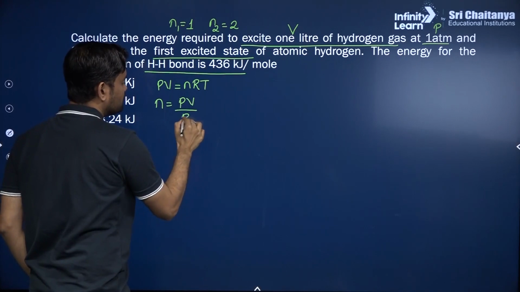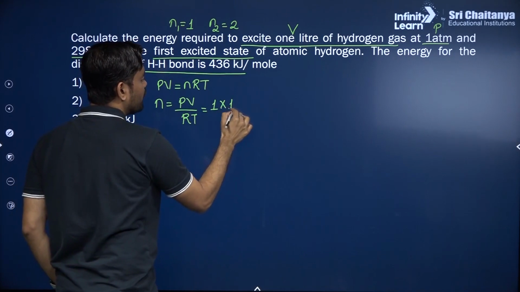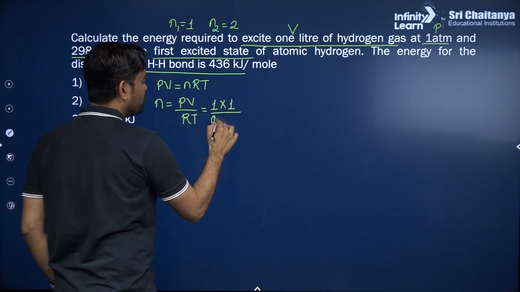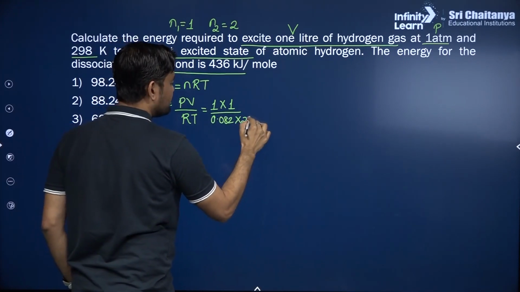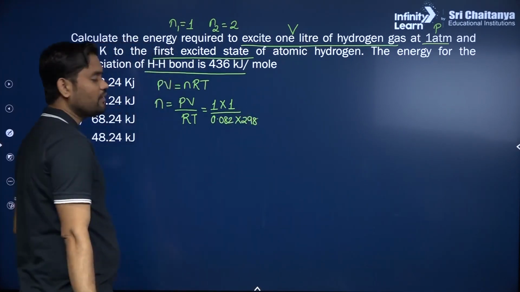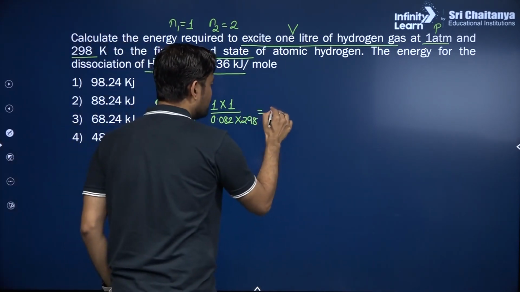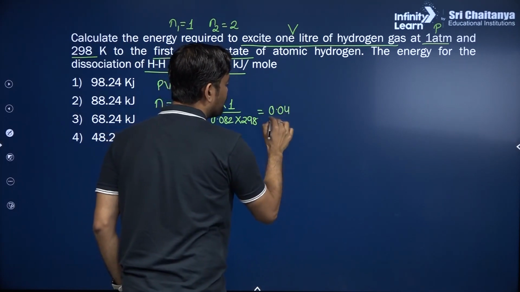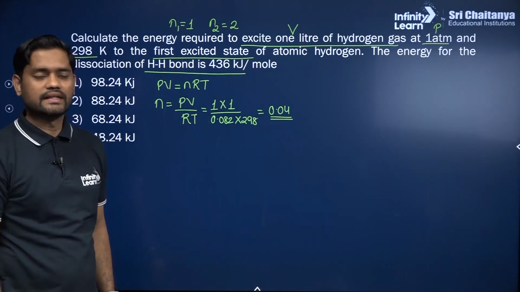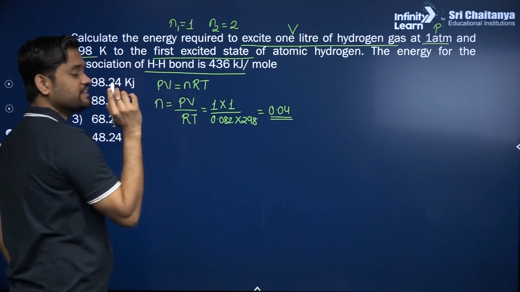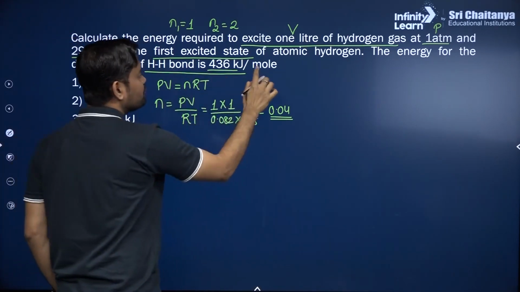Through this we'll get number of moles as PV by RT. Pressure is 1, volume is 1, R value will be 0.082 into temperature 298. Clear? If you solve this equation, you will get the value of 0.04. Now, the energy required or the bond dissociation energy is 436 kilojoule per mole.